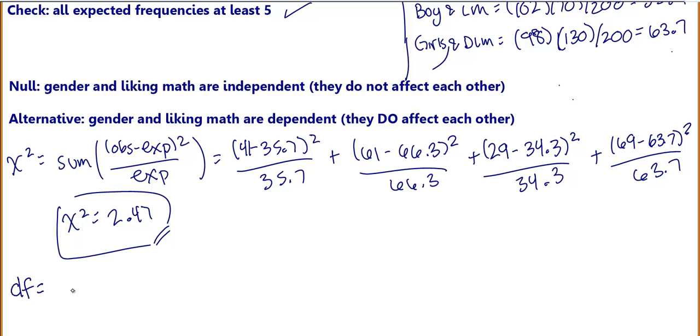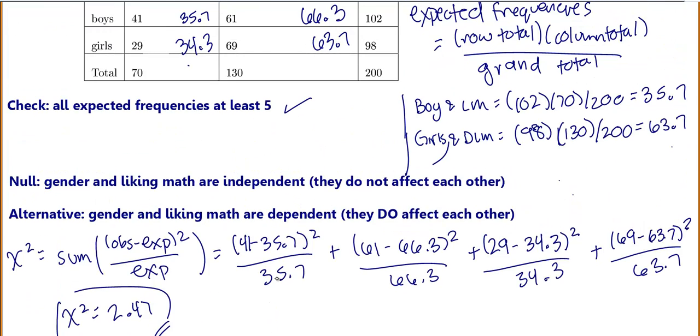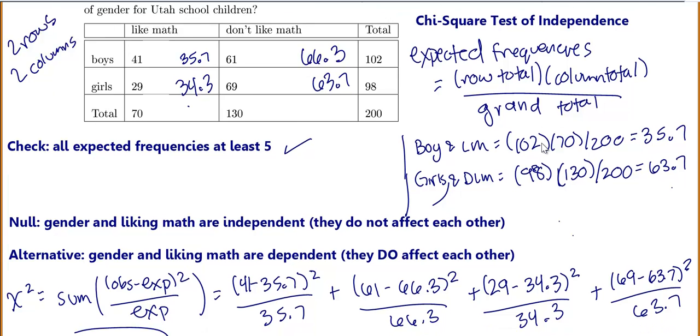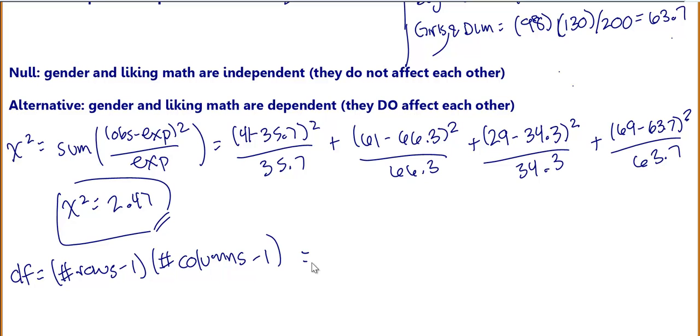And your degrees of freedom are your number of rows minus 1 times number of columns minus 1. So that's one of the big differences between the two tests, is your degrees of freedom are different. So come back up, don't count your totals or headings, so we just have 2 rows, 2 columns. So with 2 rows, 2 minus 1, 2 columns, so we get 1 degree of freedom.